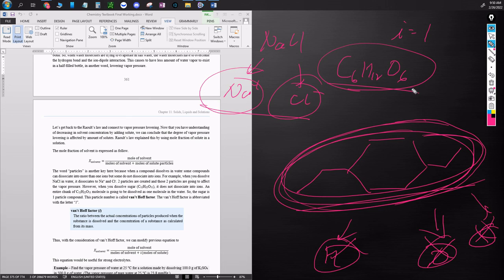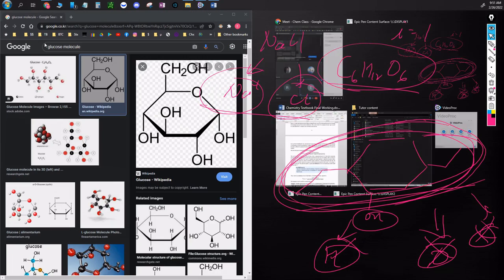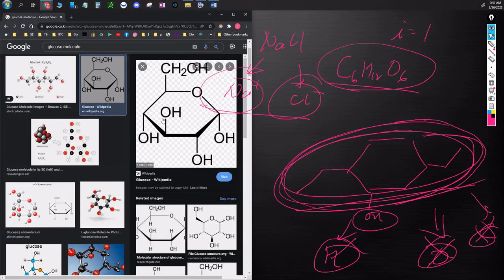Okay, why does it dissolve in water with nonpolar stuff? Because there's a bunch of OHs in it. Remember we talked about that whenever there's an OH in it? Let me actually show you the actual compound of the sugar molecule, glucose. Okie dokie. So here's a glucose molecule. You see a whole bunch of OHs, right?